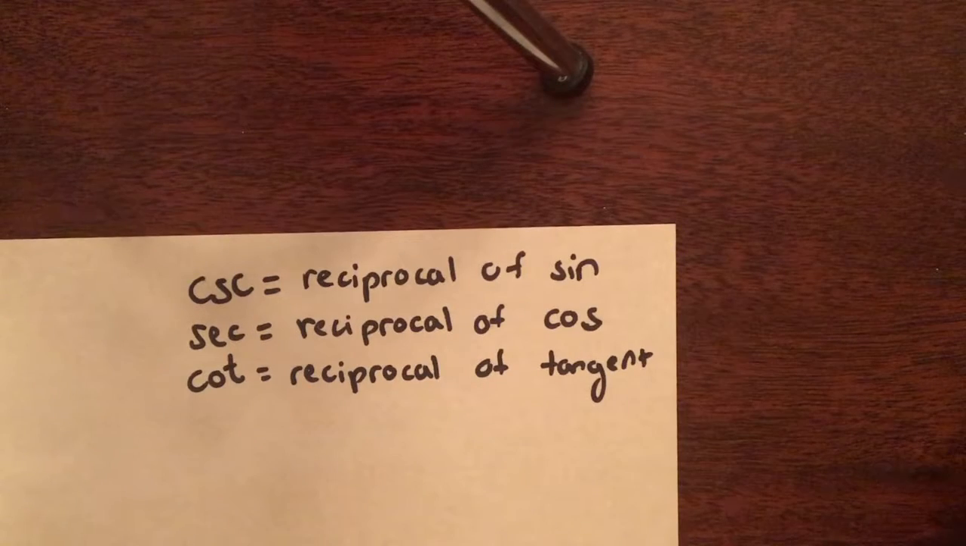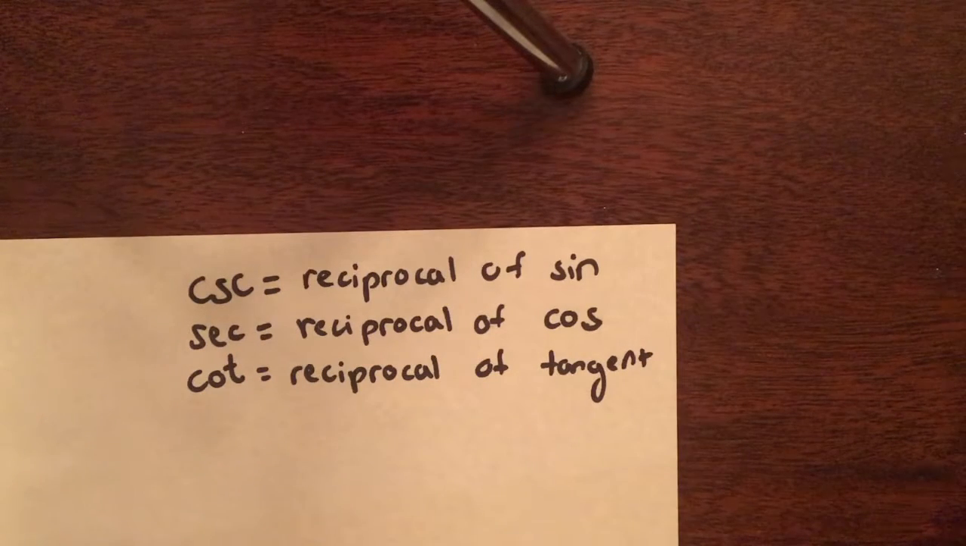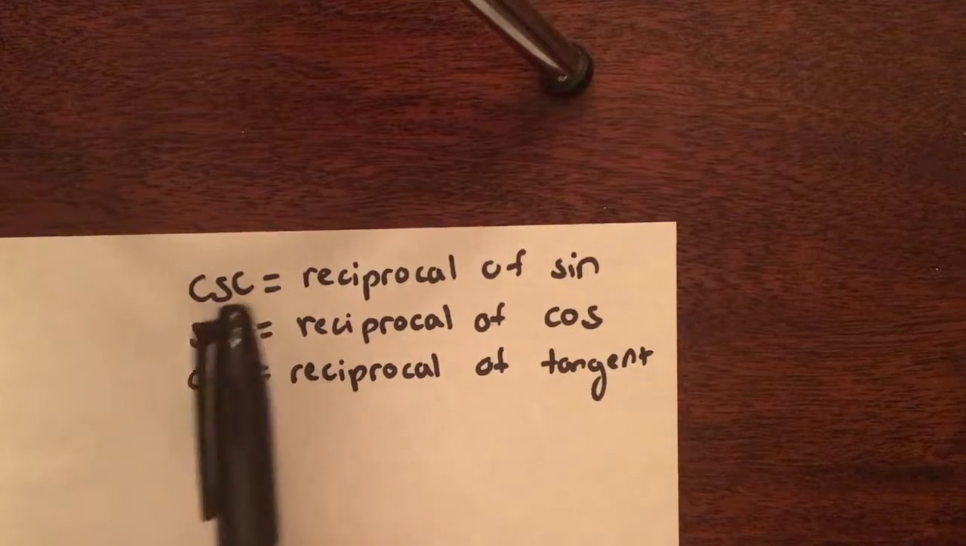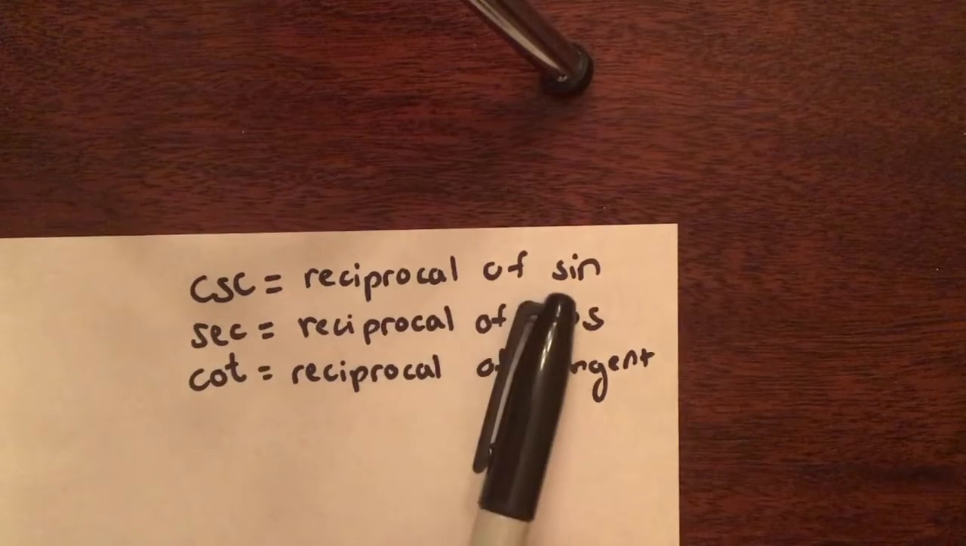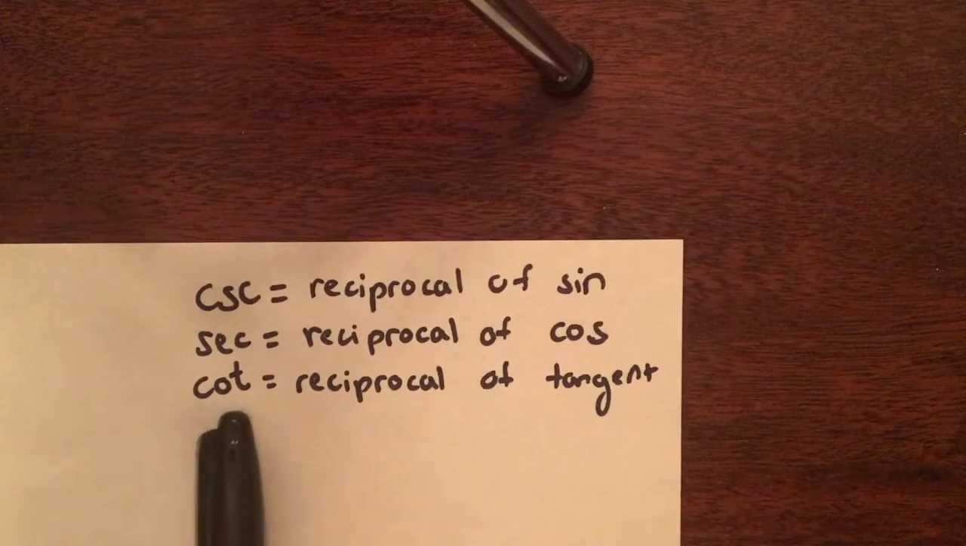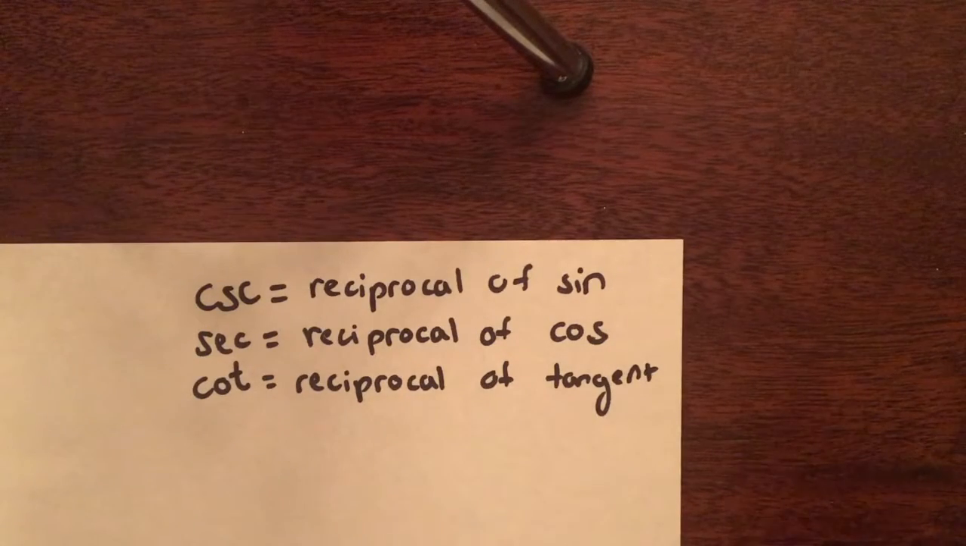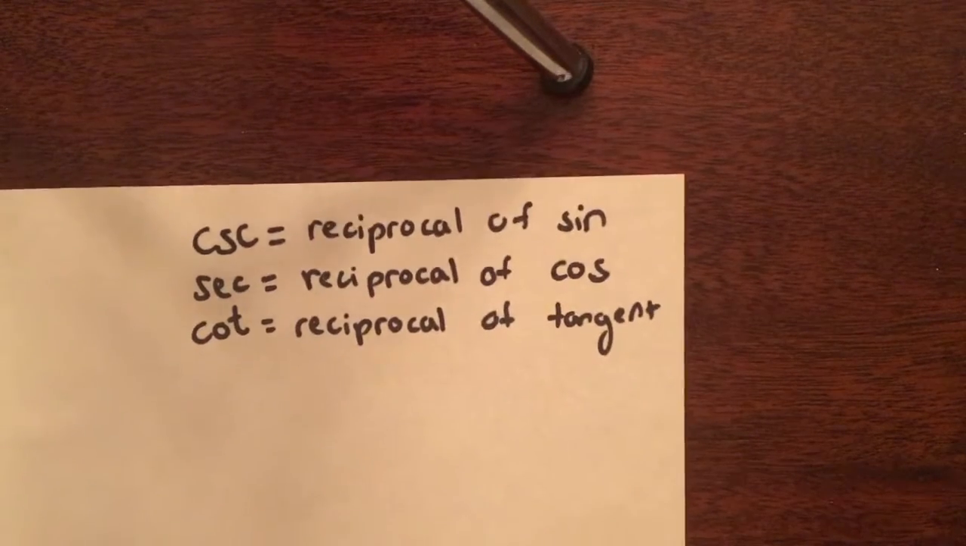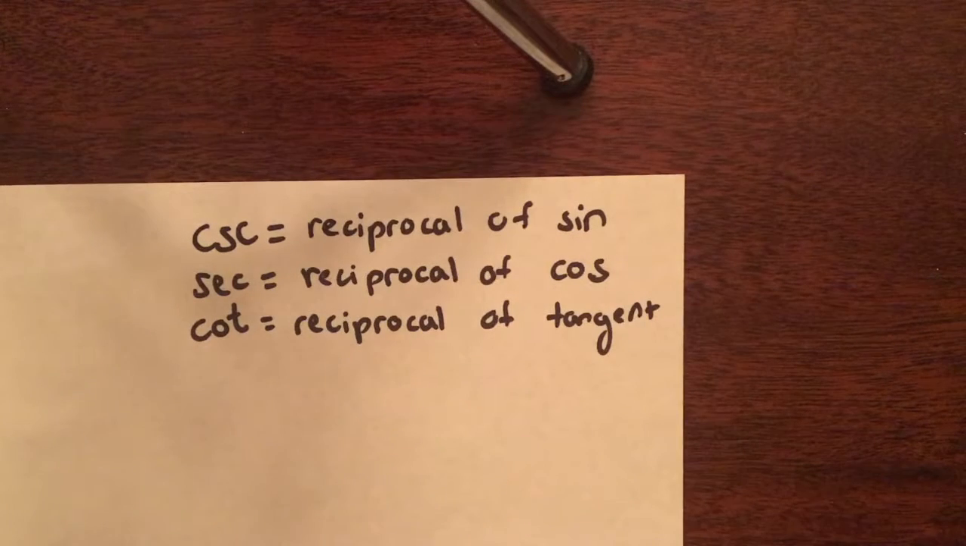Alright, last thing we might need to keep in mind for this ditto is that we need to remember that cosecant is the reciprocal of sine, secant is the reciprocal of cosine, and cotangent is the reciprocal of tangent. That will be important for when we're doing the unit circles of cosecant, secant, and cotangent.